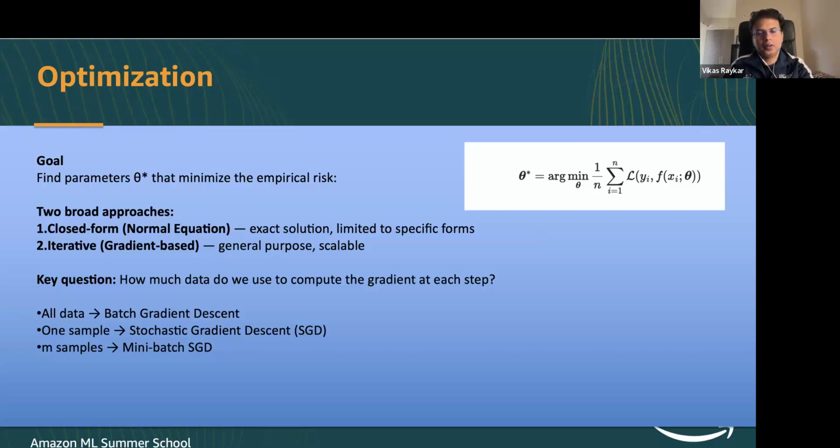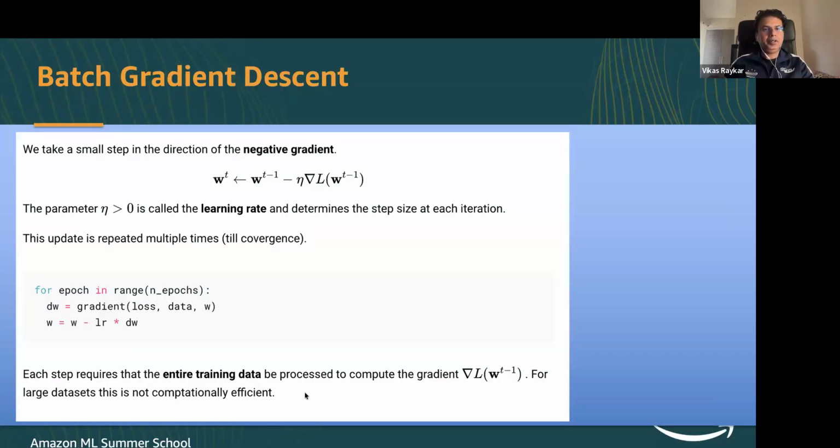Within gradient descent, there are different variants we'll talk about: batch gradient descent, stochastic gradient descent, and mini batch gradient descent, which will be clear in the next few slides. So we'll start with the first one, the standard batch gradient descent.